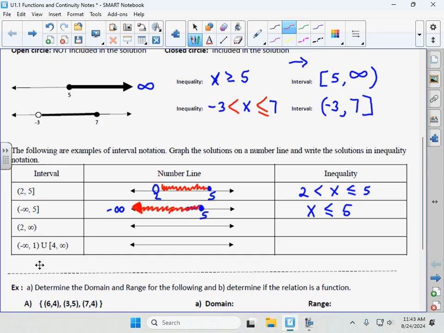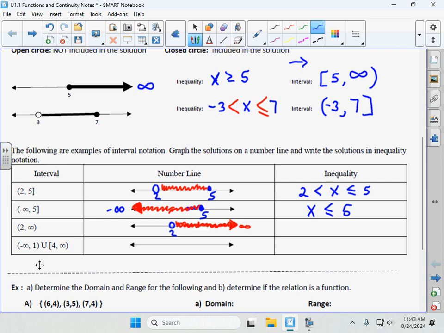All right, the next one, shade everything between 2 and positive infinity. So again, we're working from left to right. So 2 comes first, and this is going to be an open circle at 2, and then shade everything to the right of 2 all the way to where positive infinity would be. So again, positive infinity would be out here. We're shading everything that's greater than 2.